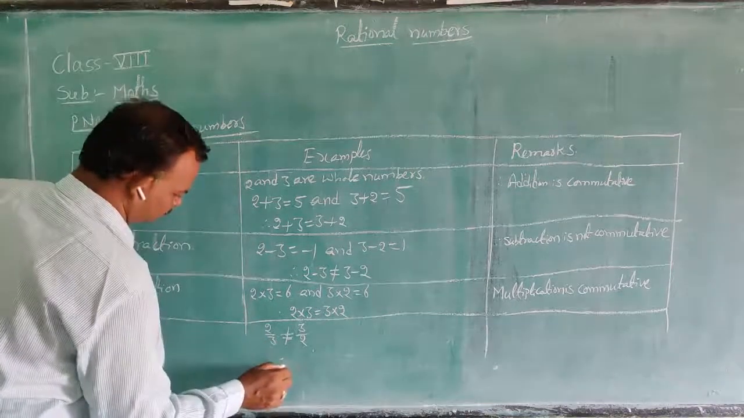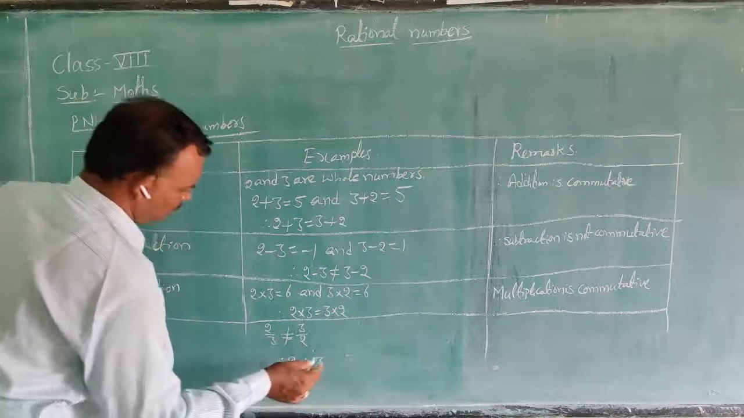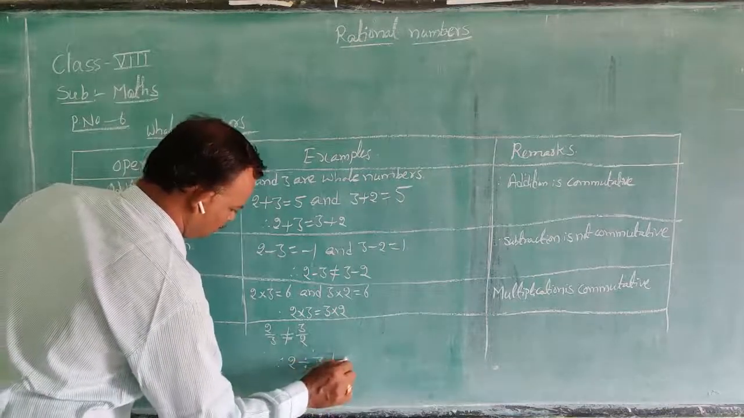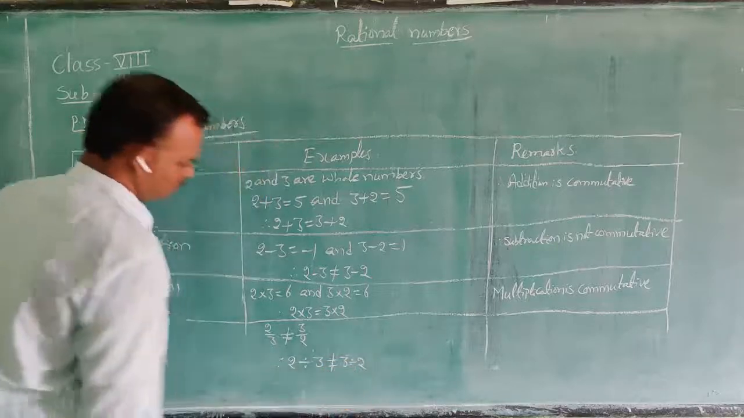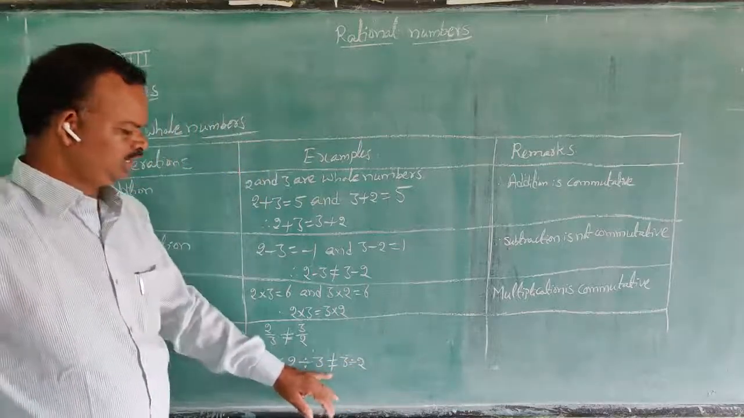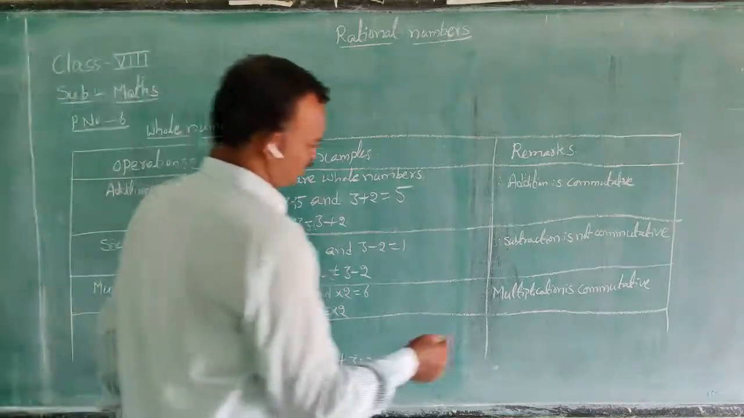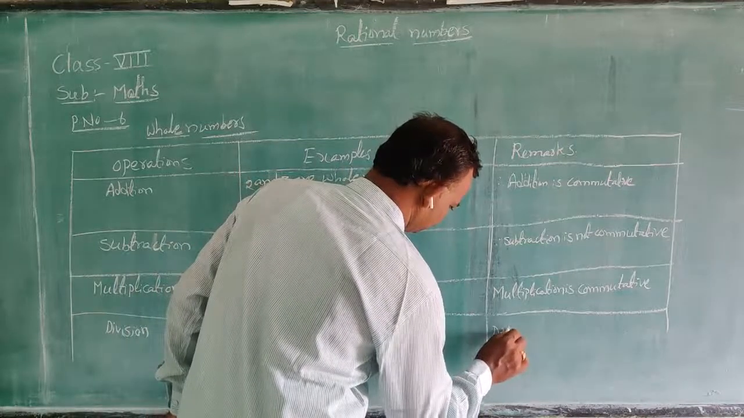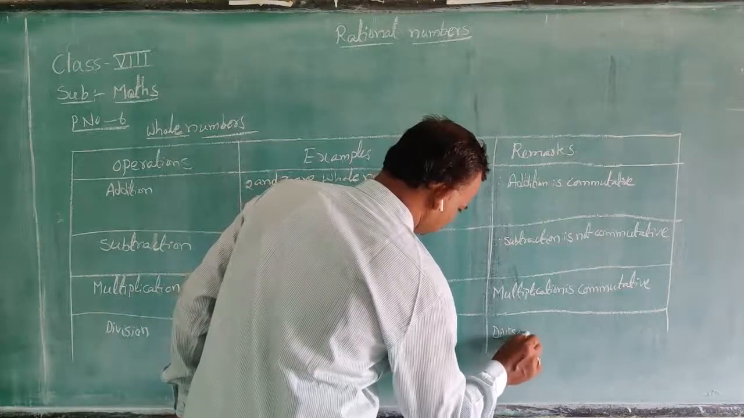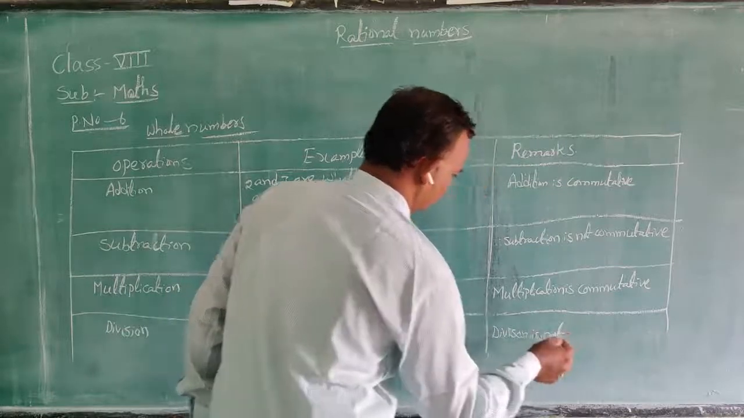That means 2 is not equal to 3 divided by 2. A is not equal to B divided by A. This is not satisfied, not equal. So division is not commutative.